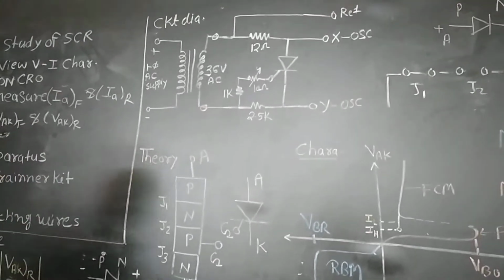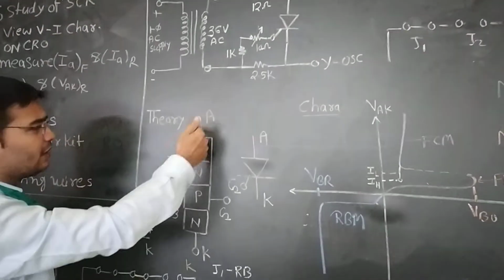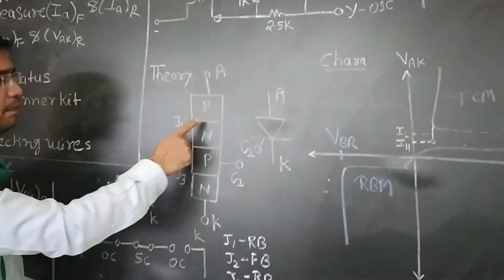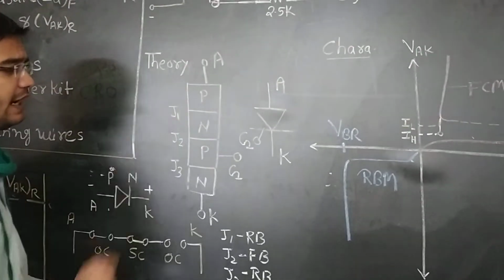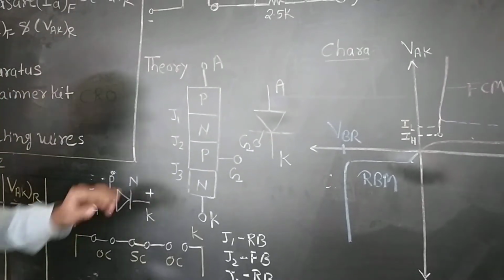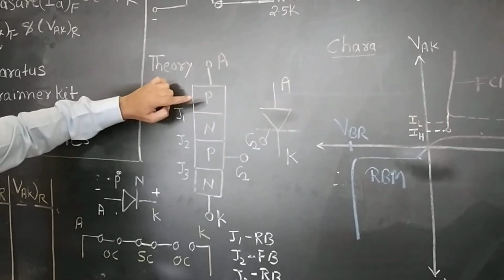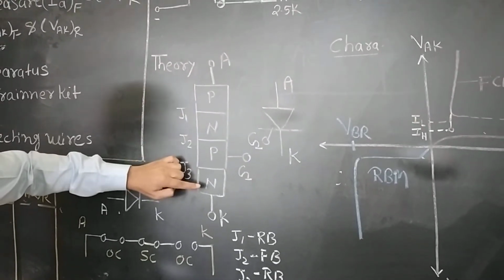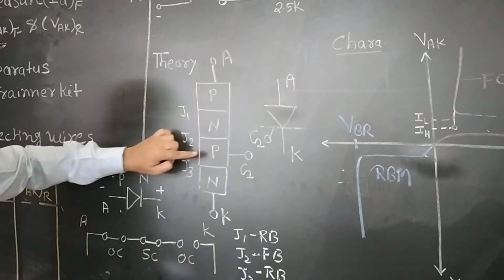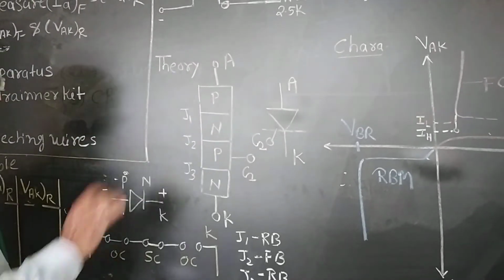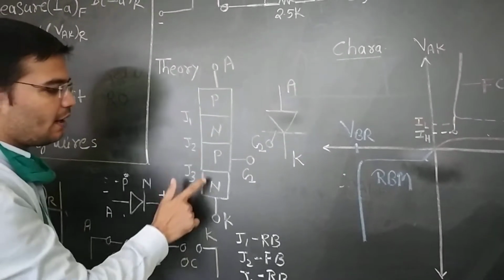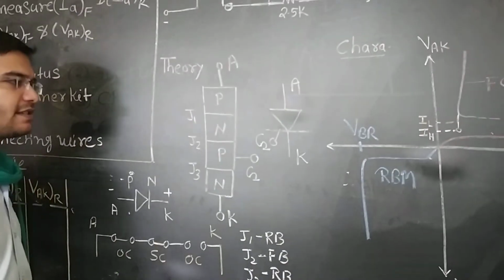SCR. We know very well about the SCR, the construction of the SCR: P-type semiconductor material and N-type semiconductor material, P, N, P, N, right? Sorry, P, N, P, and N. These types of construction, right?